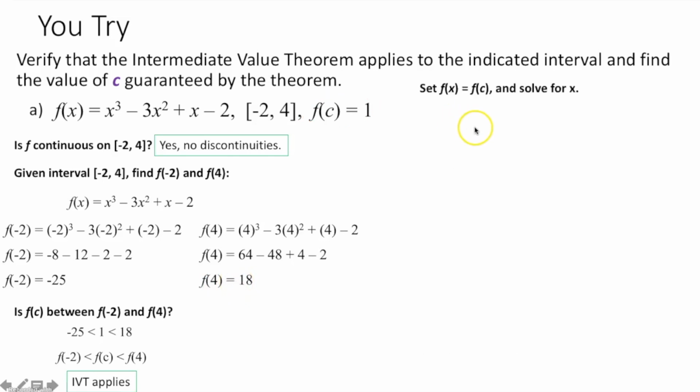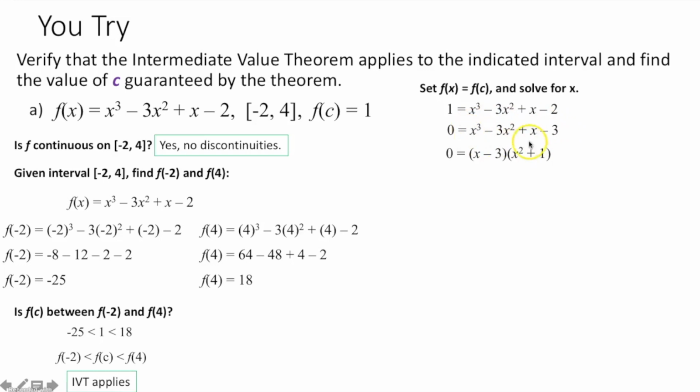Next, we want to find the value of c, our x value, that would make the function have this particular y value, 1. So we take 1 and set it equal to our particular function, x cubed minus 3x squared plus x minus 2. What we can do then is solve this by setting one side equal to 0. We can then factor by grouping here. If I factor out an x squared here and factor out a 1 here, I could then rearrange this and write it as x minus 3 times the quantity x squared plus 1. That's how you factor by grouping.